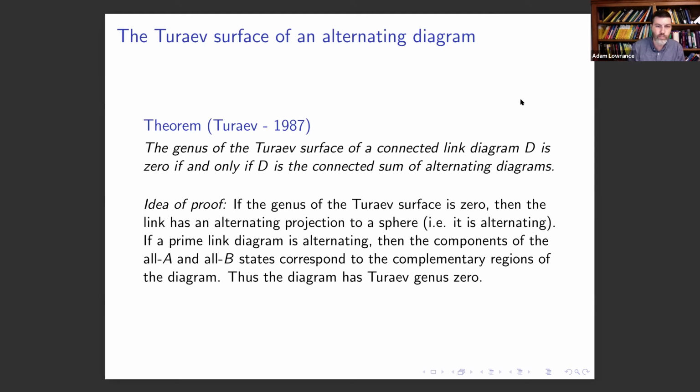The reverse is that if a prime link is alternating, then when you draw out the all A and all B states, and I'll have a picture of this on the next slide, they just form the faces of the diagram. And so when you build the saddles that go between them, it's pretty clear when you cap it off, you're just going to get back the original projection sphere.